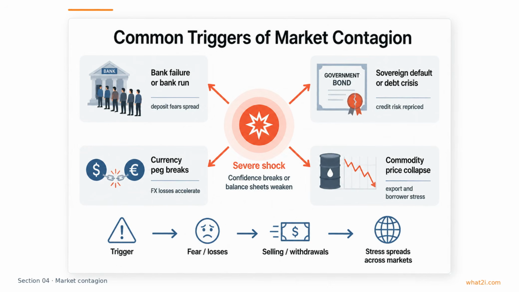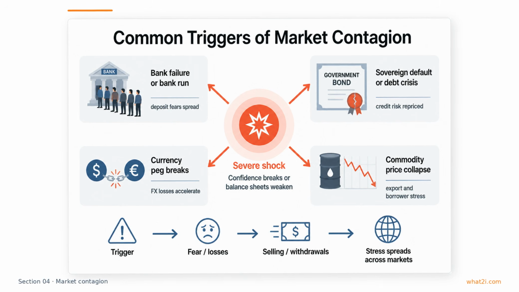Contagion usually begins with a severe event that damages confidence or weakens balance sheets. A bank failure or bank run can create immediate fear about funding and solvency. A sovereign default or debt crisis can force investors to reprice credit risk across a wider set of markets. A broken currency peg can generate sudden foreign exchange losses and undermine policy credibility. A sharp commodity price collapse can pressure exporters, lenders, and related borrowers all at once. Different triggers start in different places, but they all create the conditions for stress to spread.